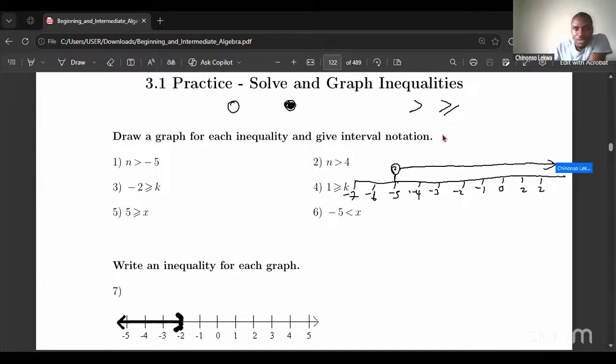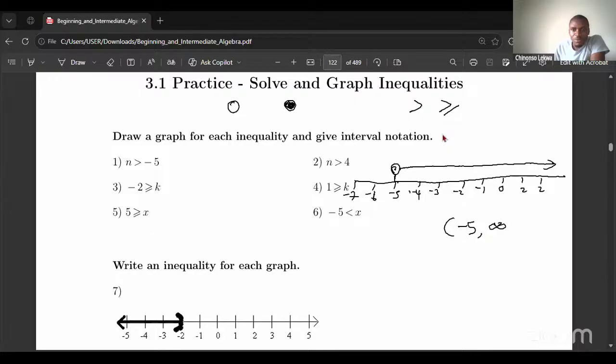So the interval notation here would be -5, comma, positive infinity. Well, I don't need to write positive there, but this is the notation here. So this is the interval notation.